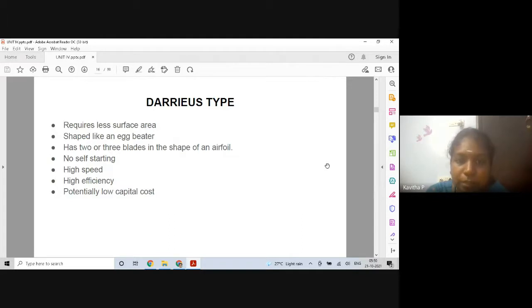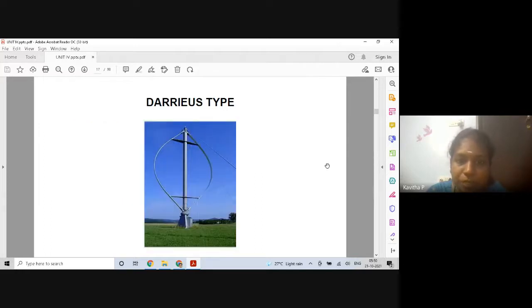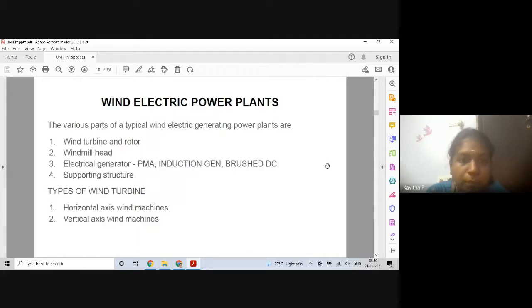It has two or three blades, and the blades are in airfoil shape, so that when the wind hits the airfoil shape, there is a pressure difference and the blades easily start rotating. It is not self-starting. It produces very high speed, high efficiency and low capital cost compared to the other two types. So this is the photograph of a Darrieus type wind turbine.